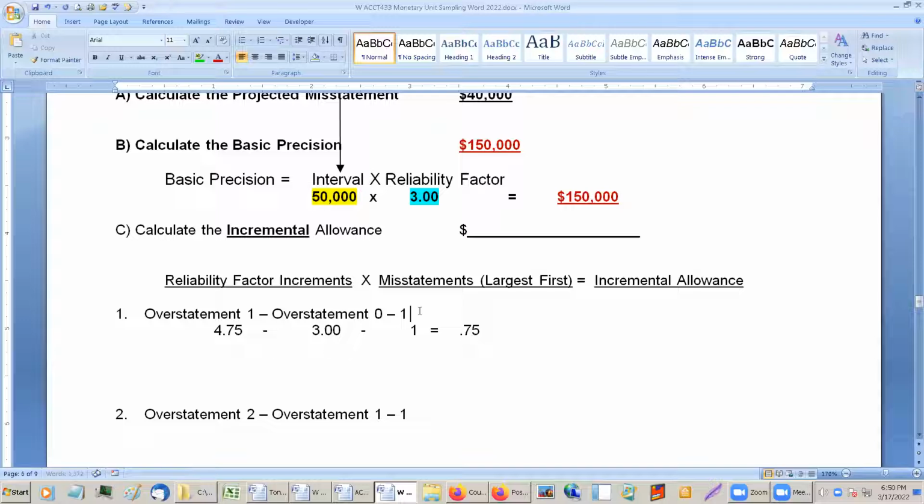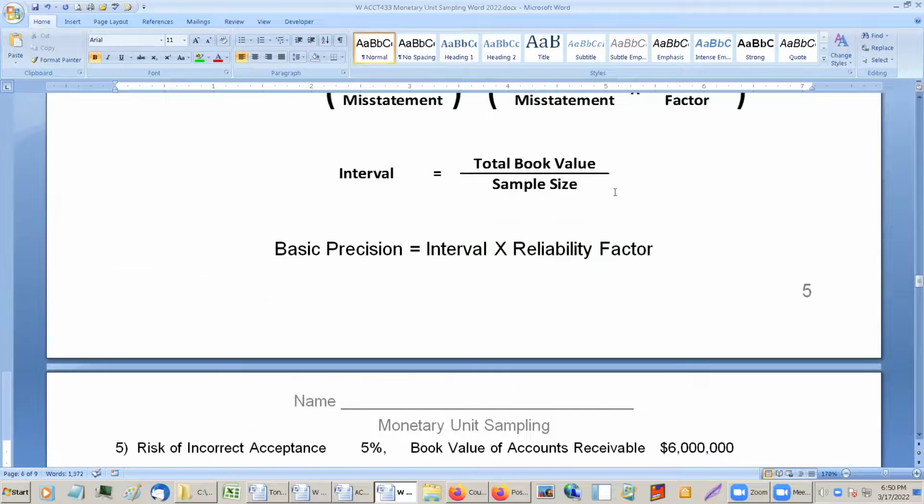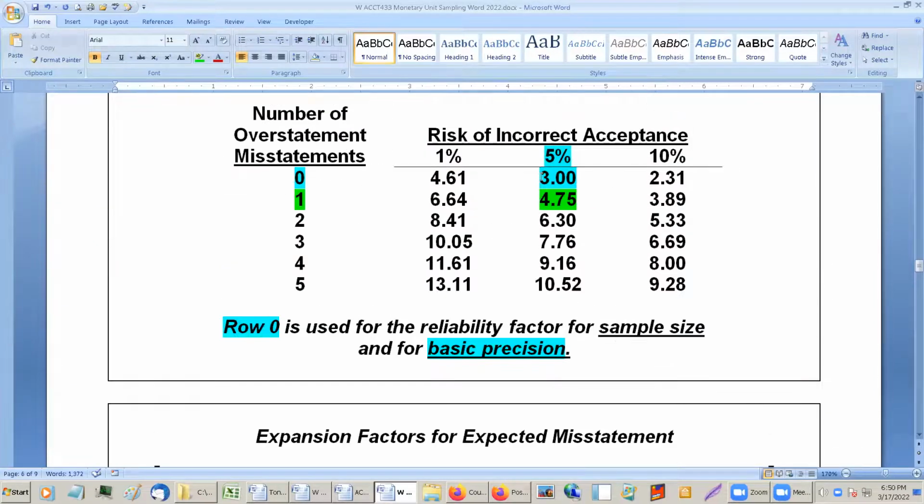Can you explain that again, Professor? Yeah. If I ever write an auditing book, I'm just going to make a table of the incremental allowance. You take the reliability factors, the increment from 1 to the next, you subtract them, and then subtract 1 out of those. Subtract 1, which I'll be honest with you, I'm not 100% positive, but I think the 1 is probably a degree of freedom.